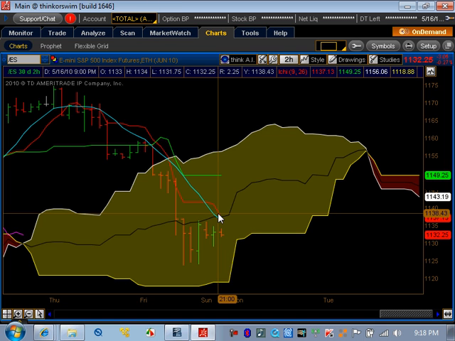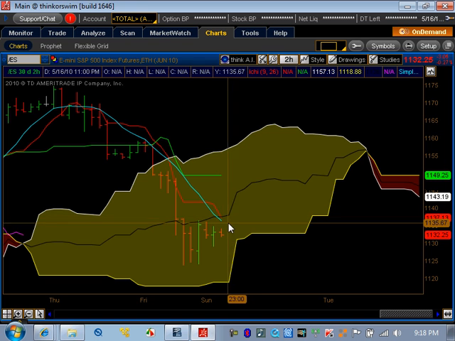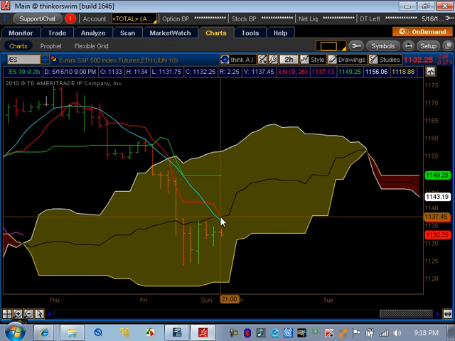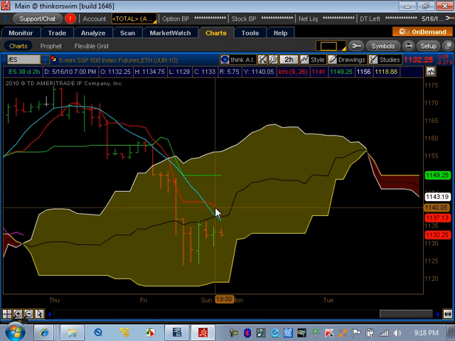So the formula for the Tenkan Sen is where you take the highest high for the last 9 periods, add that to the lowest low of the last 9 periods, take both of those, add them together, and divide by 2. So you take an average of them, and that's what gives you that value right there. That's what that red line is, which is the Tenkan Sen.